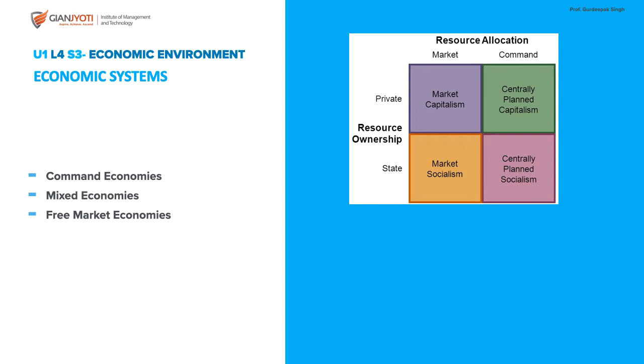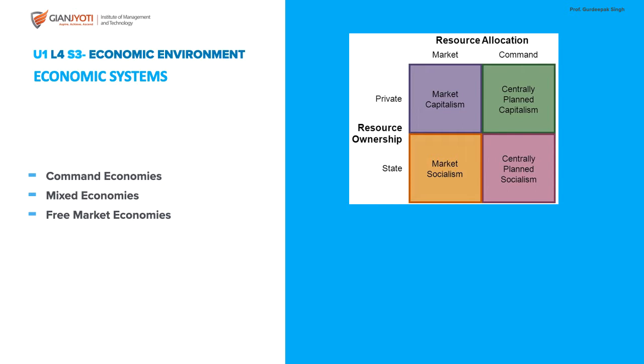If the resource ownership is with the state, we call it socialism. And if it is driven by the market, and it is not restricted or controlled by the government, then it is market socialism. So if the ownership is with the state, driven by market, it is market socialism, which is the best way if things work out. If it is in private hands and driven by market, it is market capitalism.